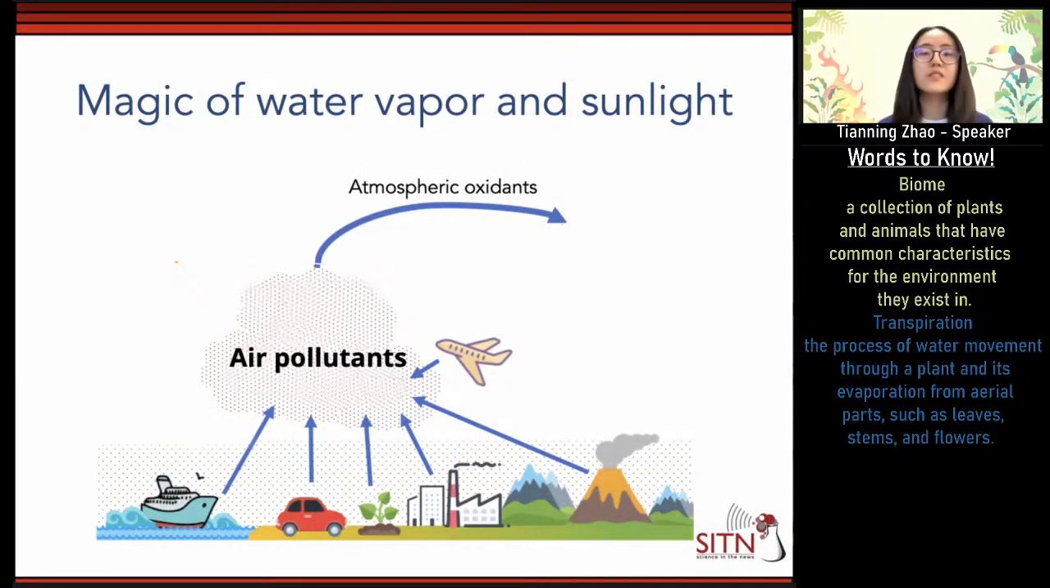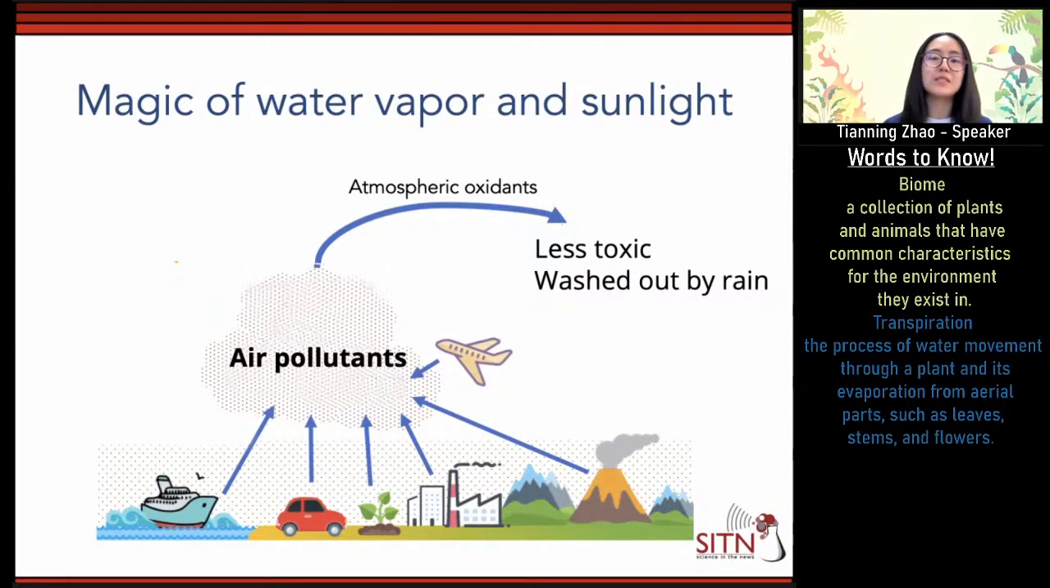But that is not happening because we've got a sufficient cleansing mechanism with the atmospheric oxidants, which is just the oxygen, the ozone, the hydroxyl radicals. They react with the air pollutants and turn them into less toxic or more water-soluble forms, which can then be washed out by the rain. And that's why we're living in an atmosphere that is still okay, although we're emitting all kinds of pollution into the atmosphere.